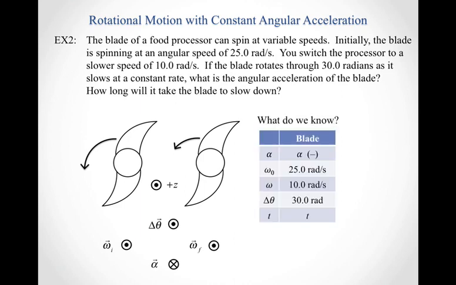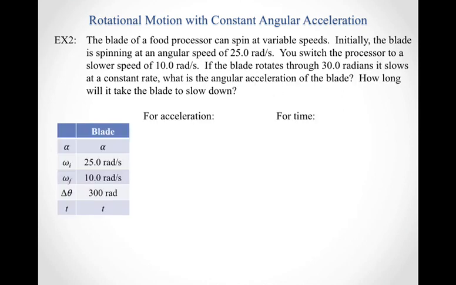At this point, I want to think about what we know. I know the initial angular speed of the blade, the final angular speed of the blade, and the angular displacement of the blade. What I don't know are the angular acceleration, though I do know it needs to be negative when I solve for it, and the time. So again, I've got two unknowns, and those two unknowns match up with the two things I'm asked to solve.